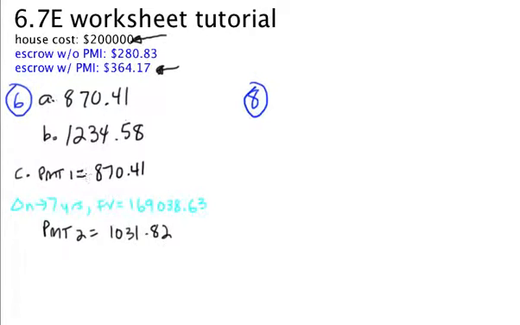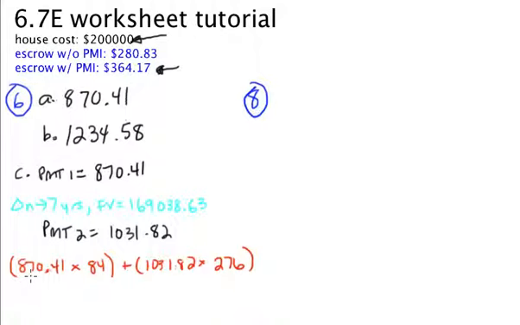So we found these two payments. Now what do we do with them? To find the total paid over the life of the loan, we're going to take $870.41 times 84 months, that's 7 years, plus we're going to take 1031.82 times whatever 23 times 12 is. 23 times 12 is 276 months. So we're doing a total of 360 months, but our total paid is going to be comprised of these two numbers.